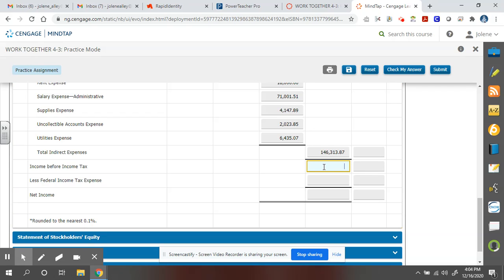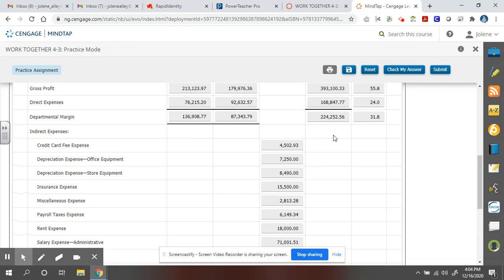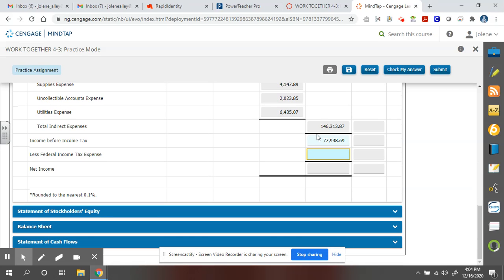And I got 77,938.69. Okay, I'm going to do it again, just to make sure. So I got this 224,252.56 take away my indirect expenses, 146,313.87, and I got 77,938.69. Good. Okay, now it says less federal income tax expense.